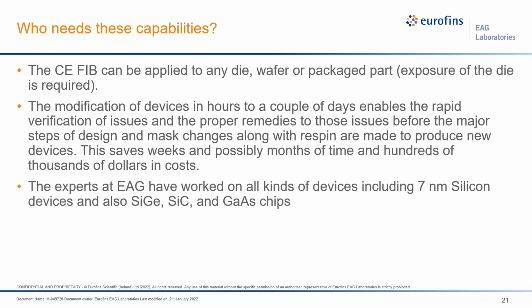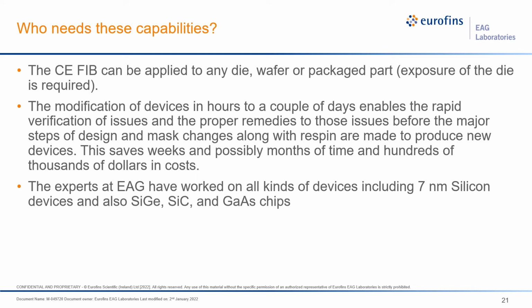Now, who needs this type of capability? The circuit edit FIB can be applied to any die, wafer, or packaged part as long as the die is exposed, and we can do the exposure here at EAG if necessary. The modification of these devices takes a couple of hours typically, and the more complex ones can take a couple of days, but this allows a rapid verification of your issues, and you'll be confident that the changes you're thinking of making are the correct ones before you go do a major design change or mask changes, along with a respin to make new devices and then do the tests. This saves weeks and sometimes months of time and hundreds of thousands of dollars.